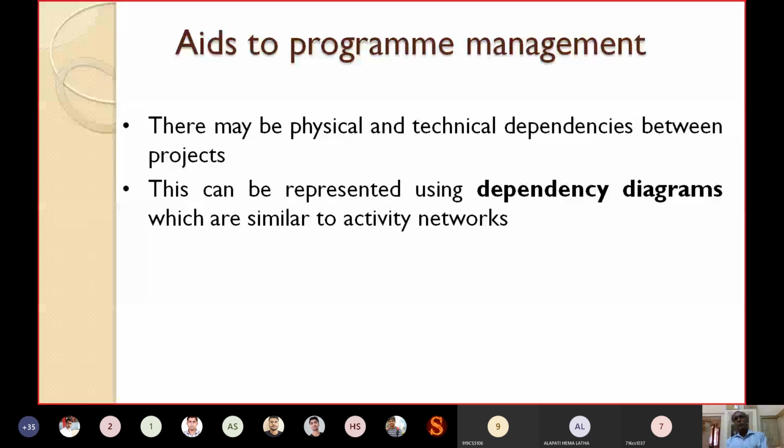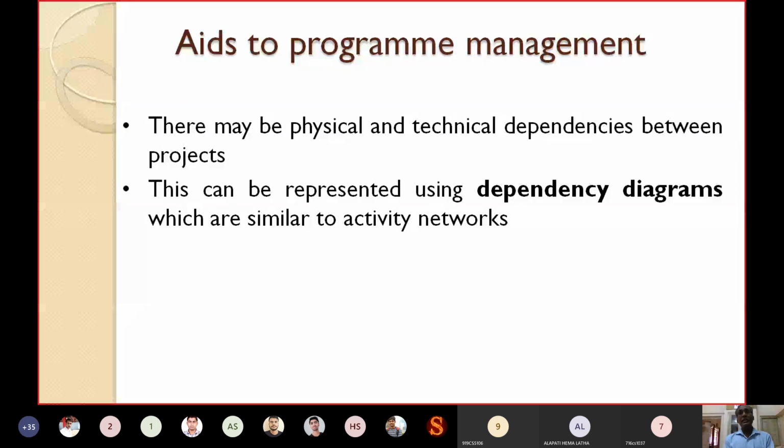Now this student project allotment project is dependent on what? On the examination system, because once you get the grade, then only the projects can be assigned depending upon your grade and your choice. So there is a dependence between the software used for student project allotment and the examination project. The student allotment project depends upon the examination project. There may be similar physical and technical dependencies between different projects.